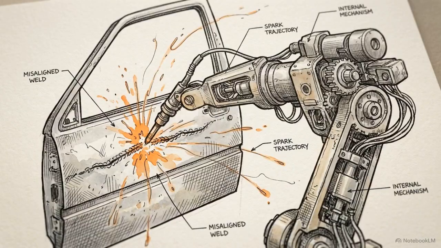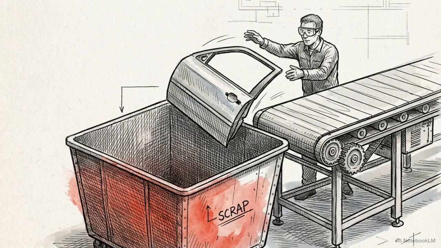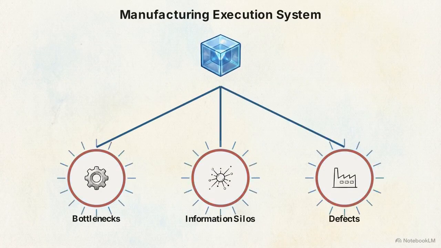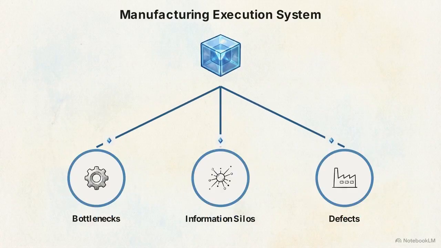Finally, trace the path of your defective parts. If a machine calibration error isn't caught immediately, a flawed component might travel to the end of the production line before quality control identifies it and scraps the entire finished product. Diagnosing these root causes ensures the MES targets the specific events that inflate production costs.